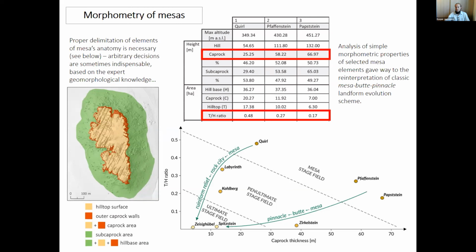And at this place, I have to admit that even though morphometric properties are quantitative and as such shall be treated as objective, there are moments, especially during the delimitation of particular elements of tabular hill anatomy, which have to be done manually, and they require expert geomorphological knowledge. So if we do them wrong, the results would also be wrong.